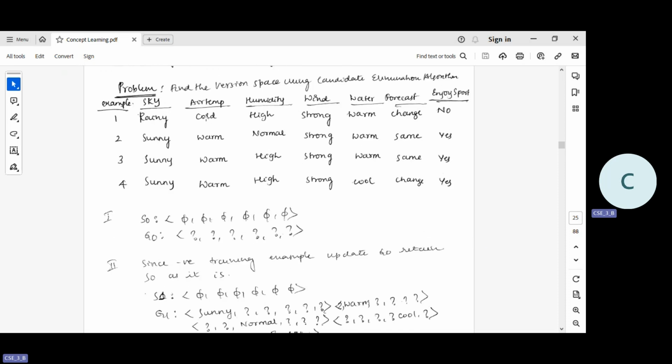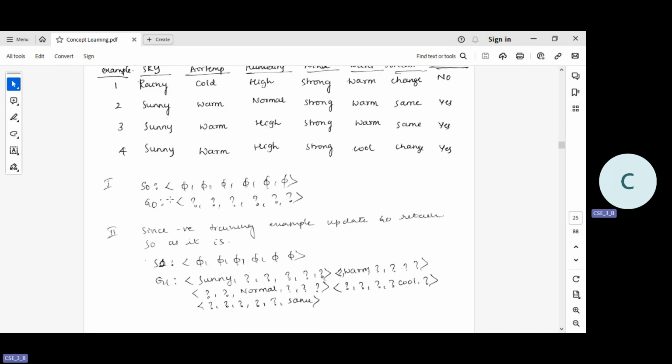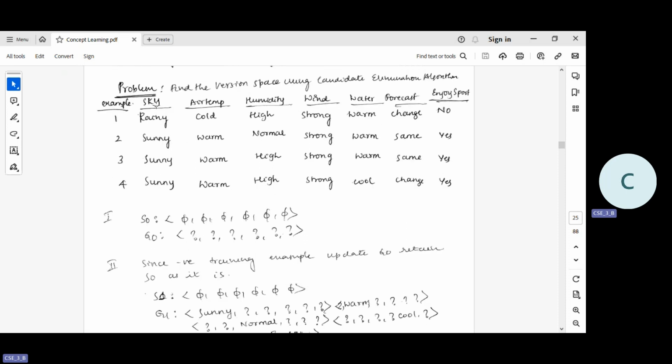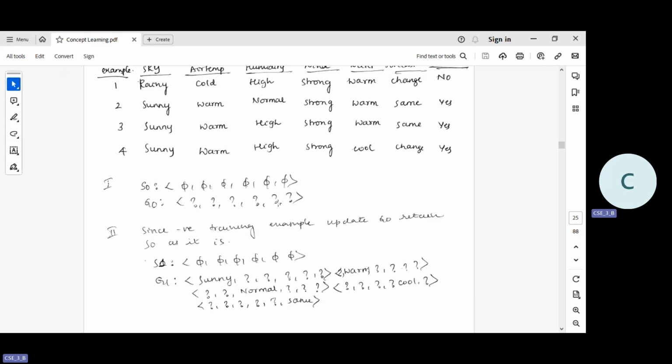You can observe in this particular data set that the first training example itself is a negative example. Now we will see how to solve this using the candidate elimination algorithm. In the first iteration, we set up the specific boundary and the generic boundary. In the specific boundary, all are null values, and in the generic boundary all are question marks, depending upon the number of attributes. In this case, there are 6 attributes, so we write the same.